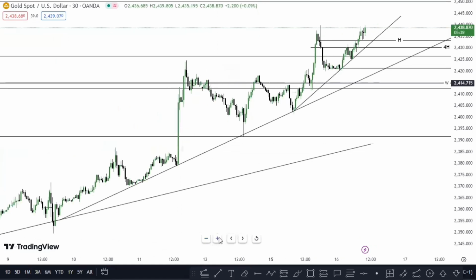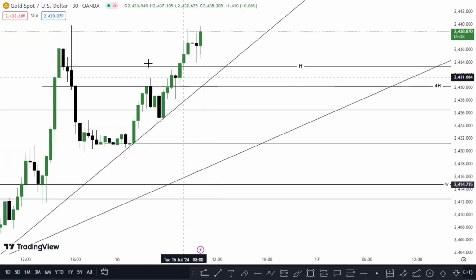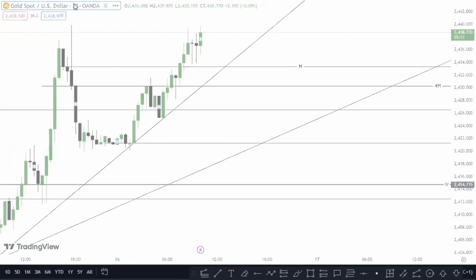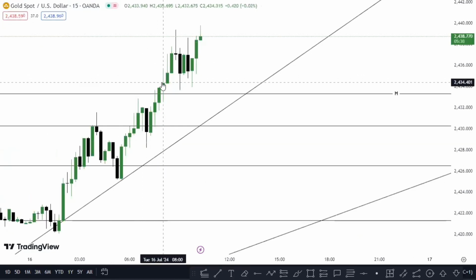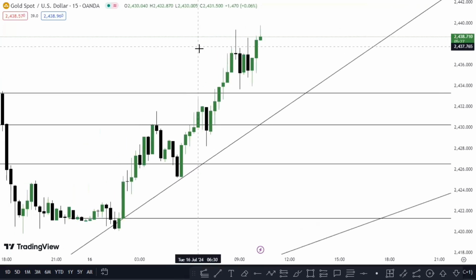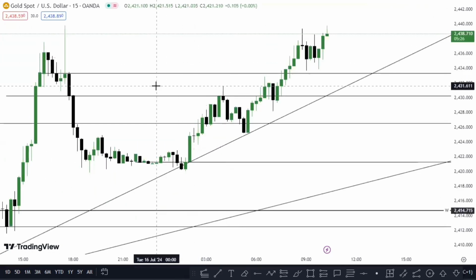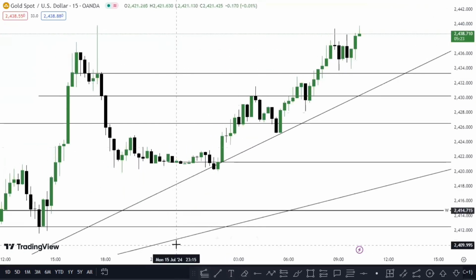So now, what am I looking for? Let's check the 15 minutes time frame and see where we observe structure. I've observed my levels already. The 15 minutes is for structure.